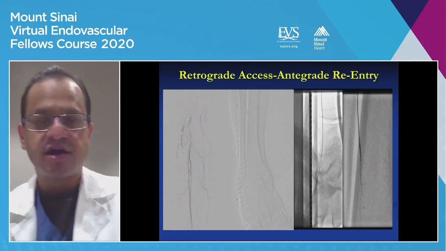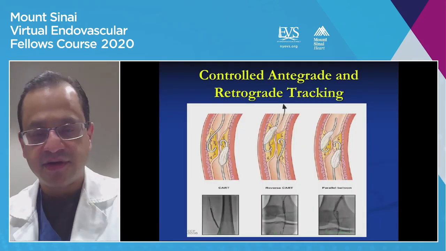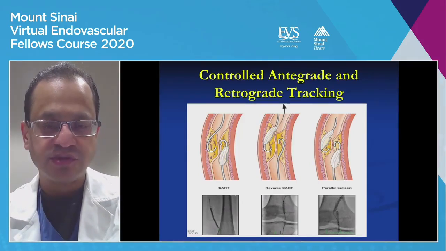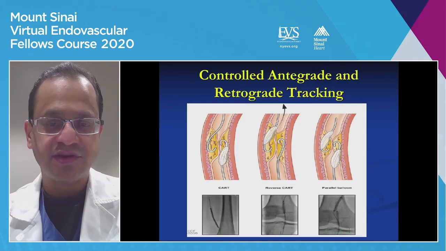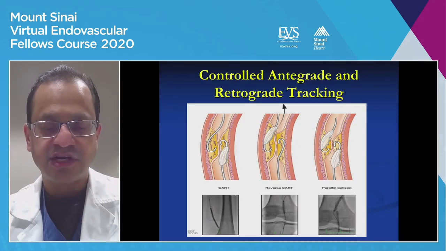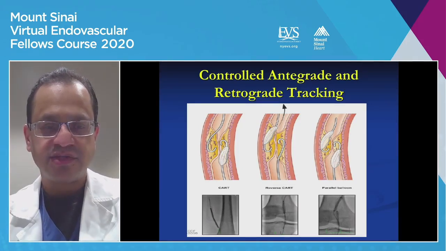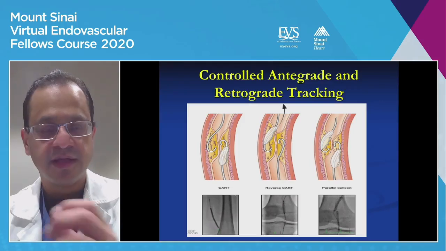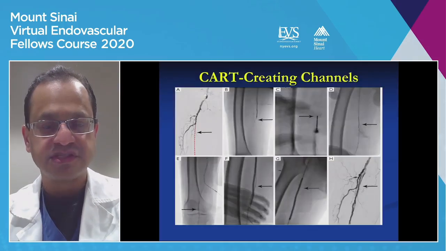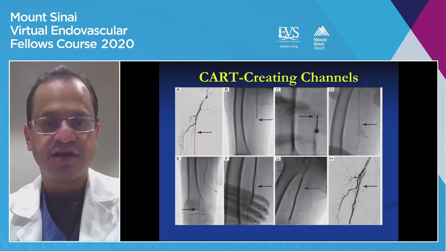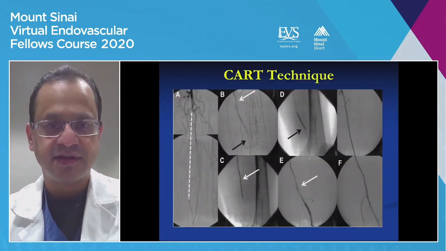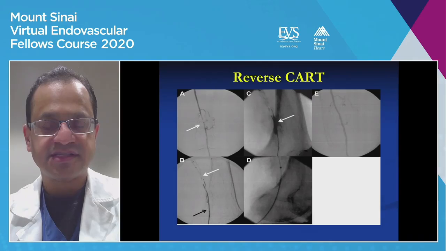So the other technique is the CART technique, essentially adopted from the coronary CTOs. Essentially, you have balloons from either side and you create a dissection plane and you try to enter into the other side, either from above or below, and therefore it's called CART or reverse CART. CART being if the balloon is inflated in the retrograde, and reverse CART when the balloon is inflated in the antegrade side. And then here's an example.